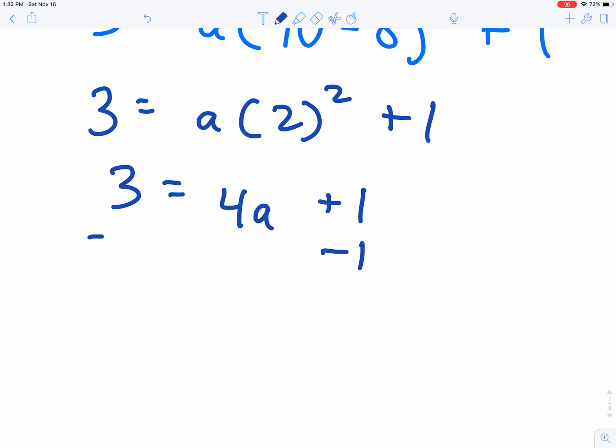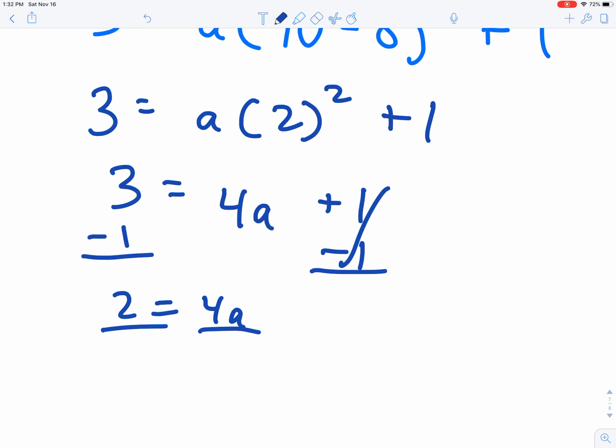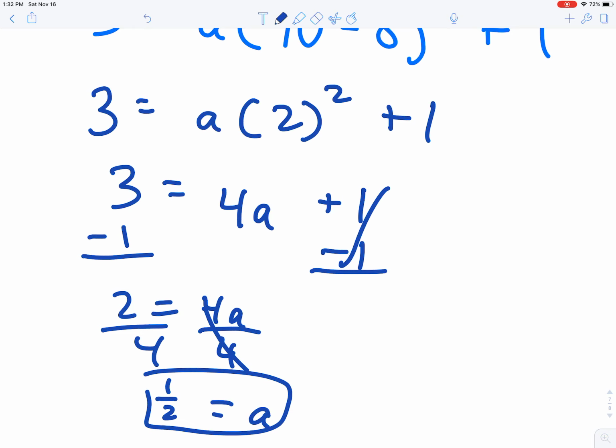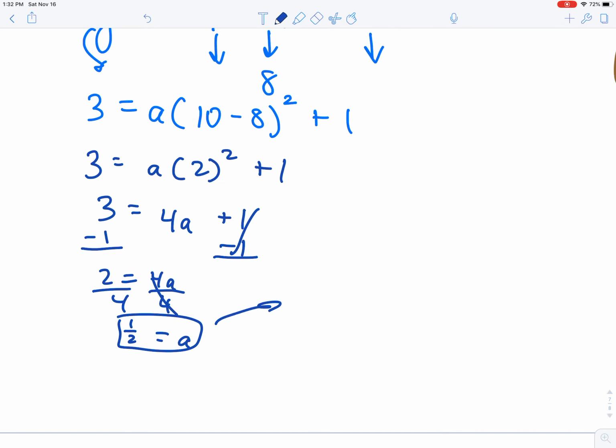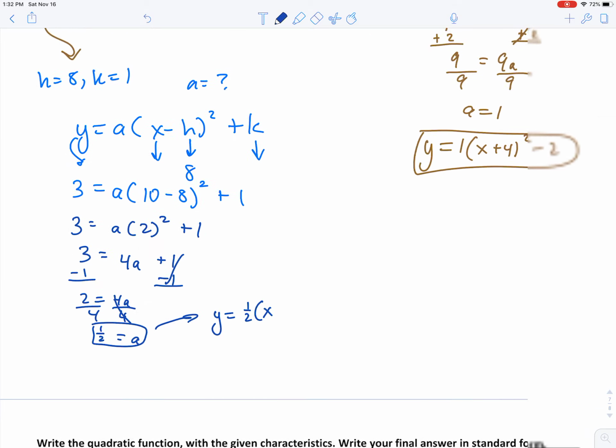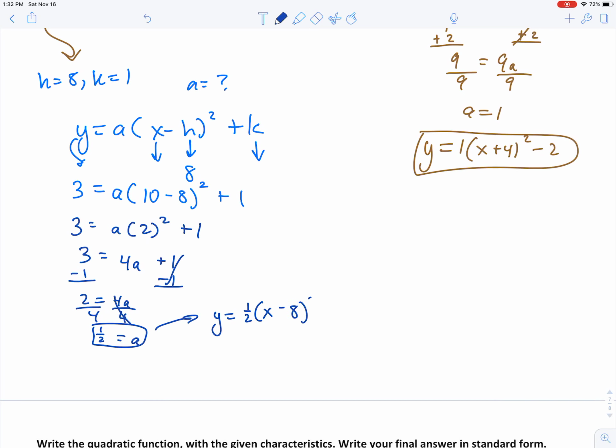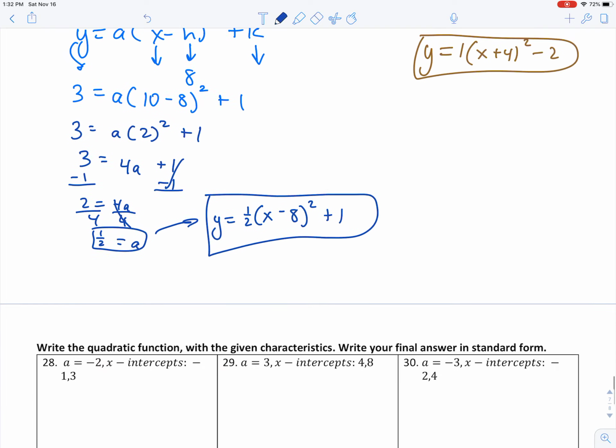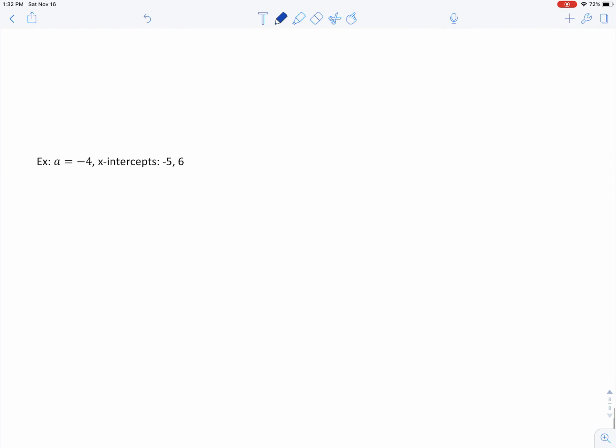Subtract both sides by 1. And I get 2 is equal to 4a. Divide both sides by 4. And I get a is equal to 2/4 or 1/2. Put that back in with what I already knew about h and k. I get y is equal to 1/2 for my a, x minus 8, square that, and then add 1. Okay? And then the last bit of problems.